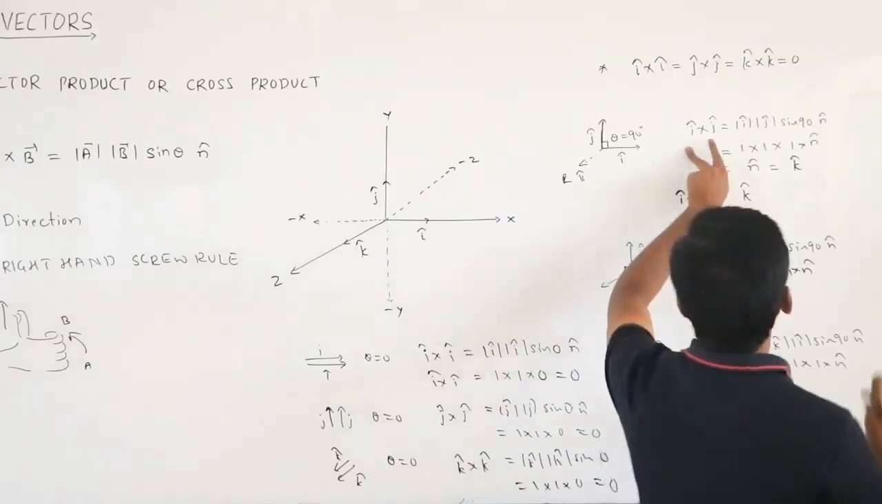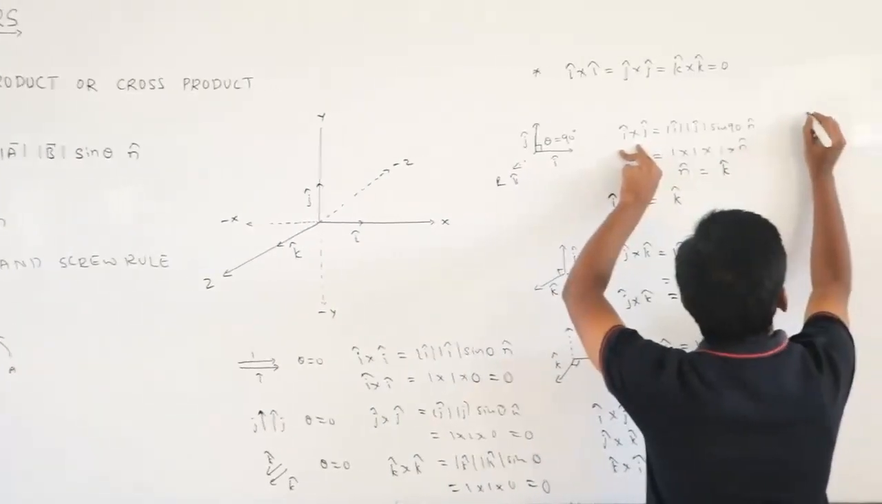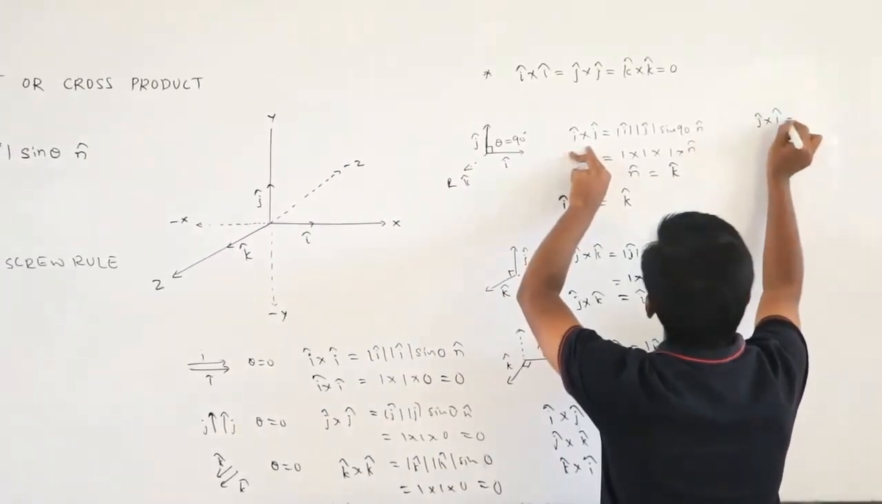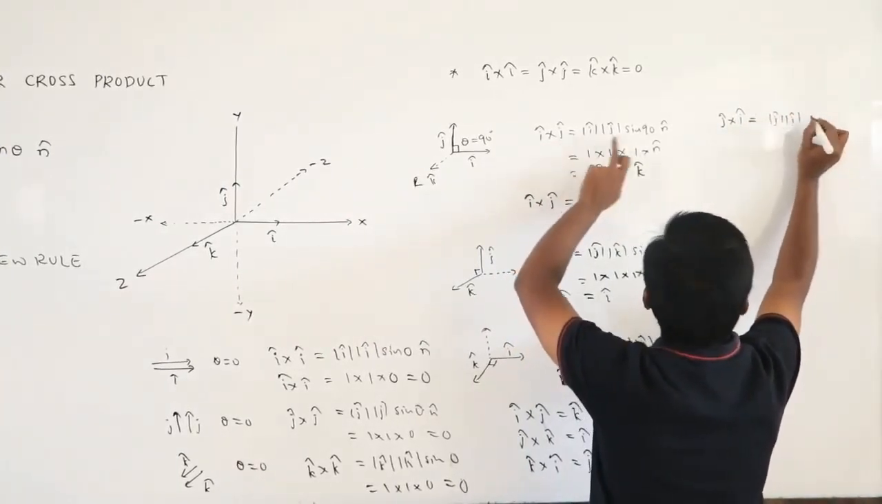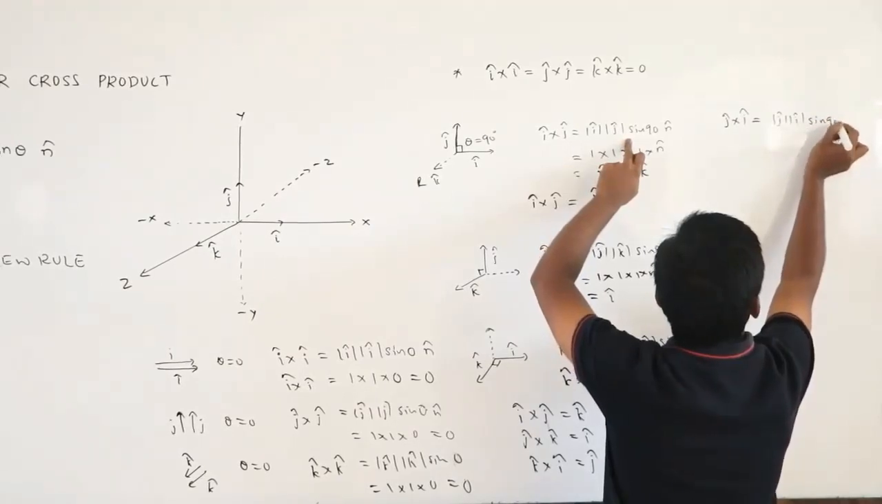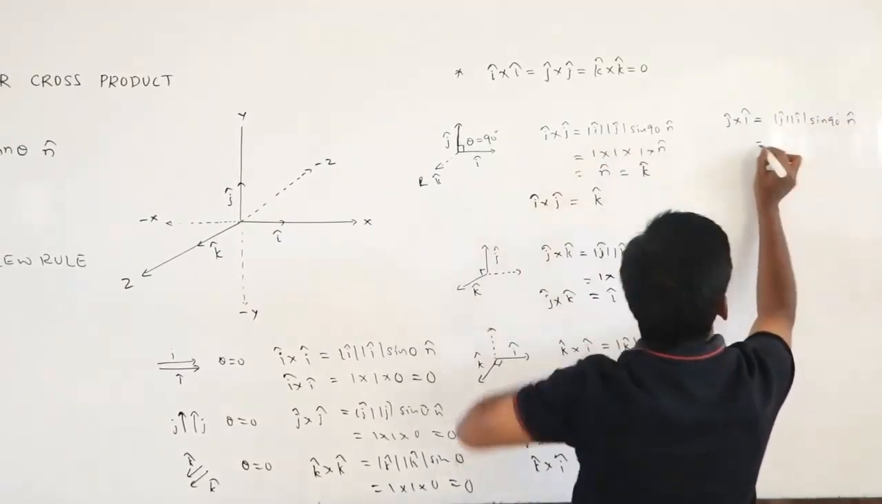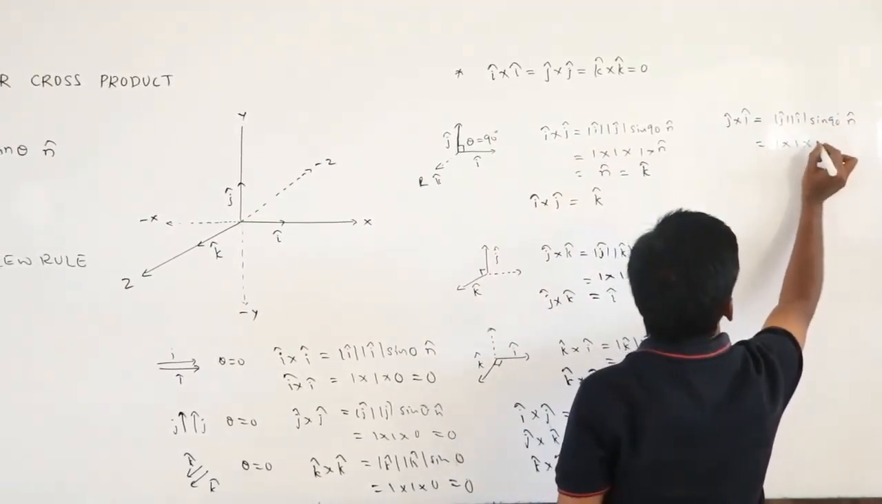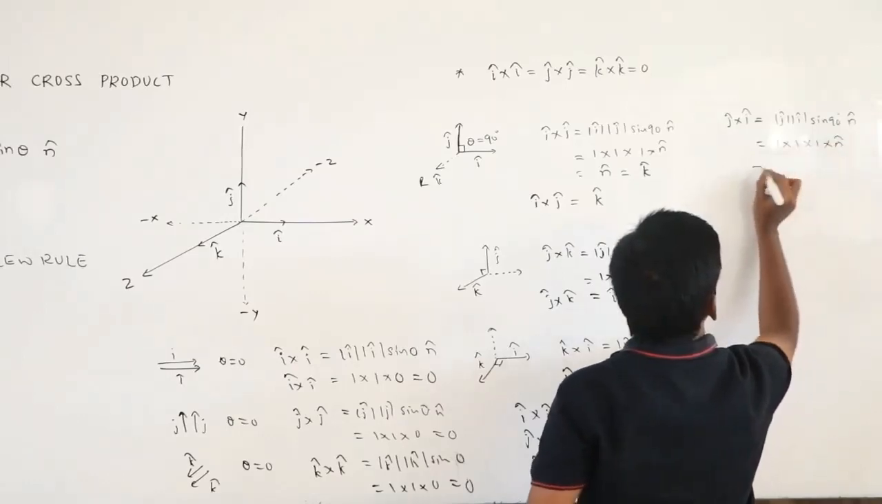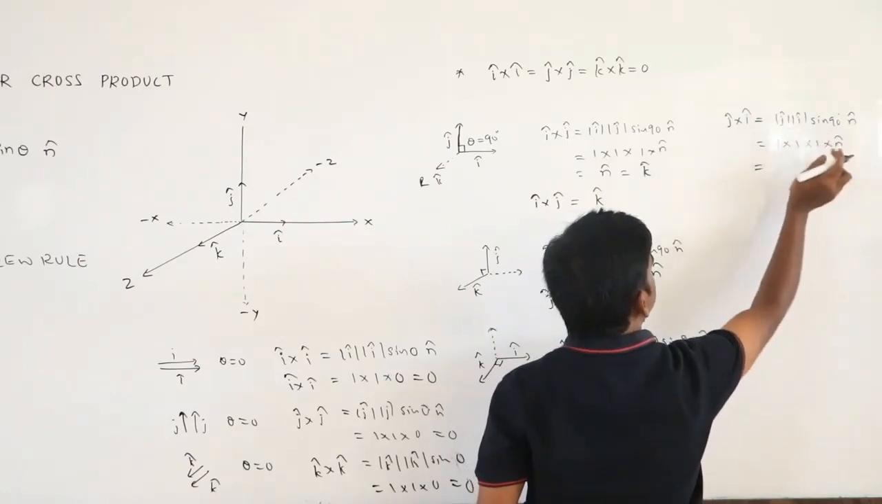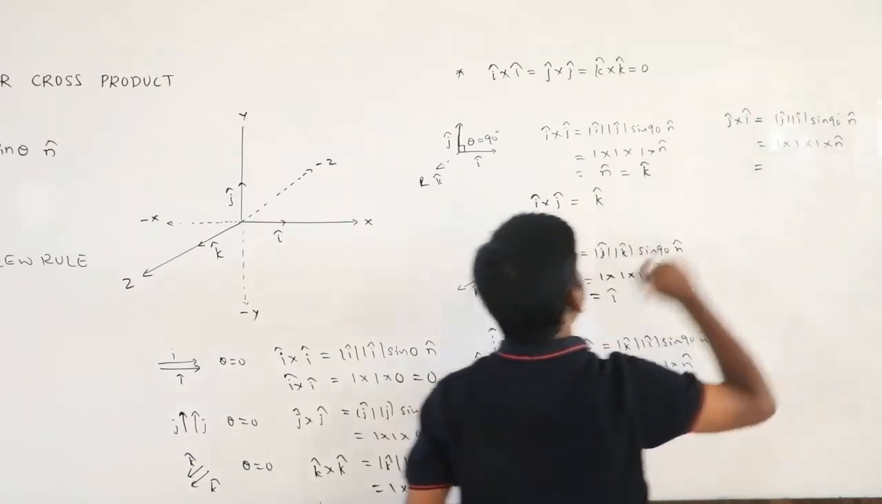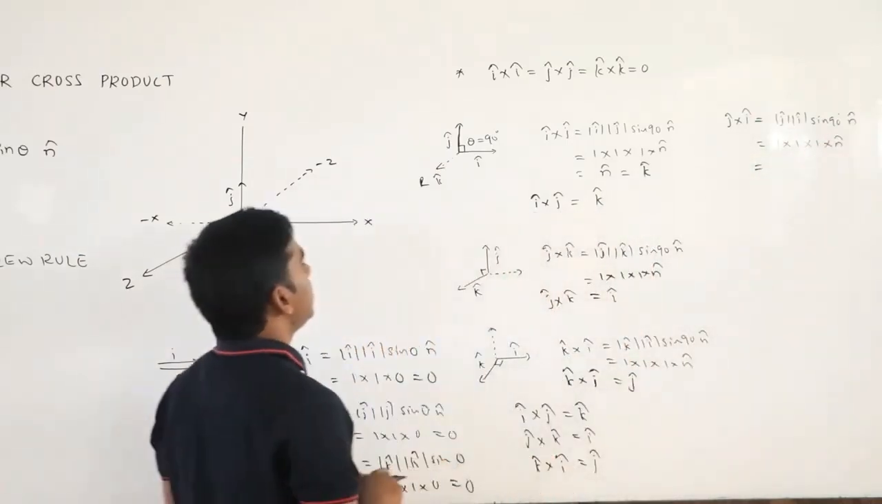So let me take j cross i equals magnitude of j cap, magnitude of i cap, sine 90, n cap. This is not just 1 into n cap. Because the magnitude of j cap and the magnitude of i cap are 1, sine 90 is also 1, and n cap is there. What about this n cap now? What is the direction of the resultant?